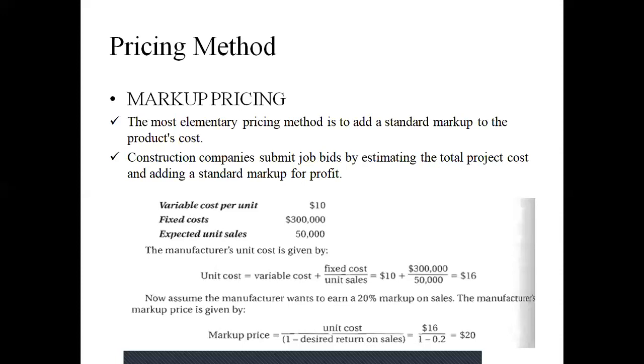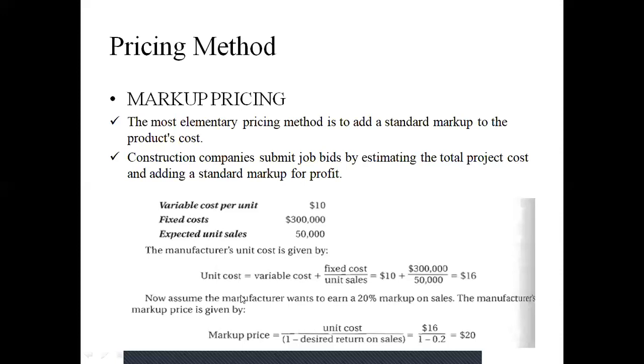Mostly the construction companies do this kind of pricing. They will develop a building, and whatever the cost is, they add a standard markup on that, let's say 20% return. They want to earn 20% markup, so what they will do is just put cost plus 20% markup. Let's see this example here.